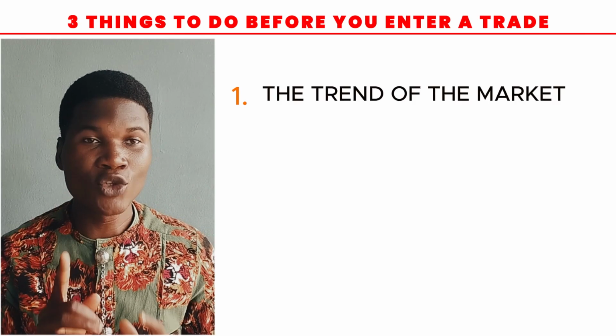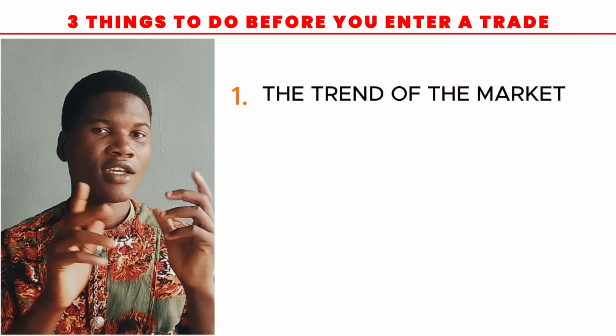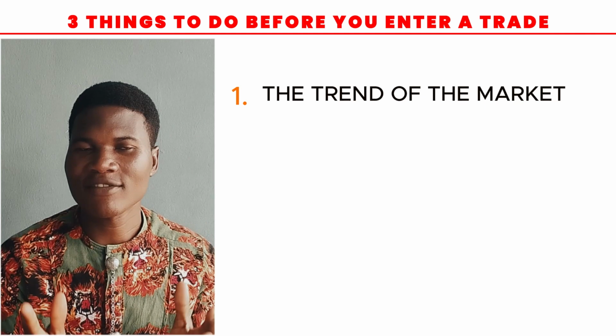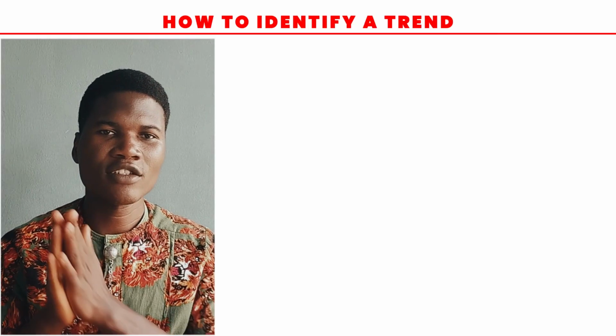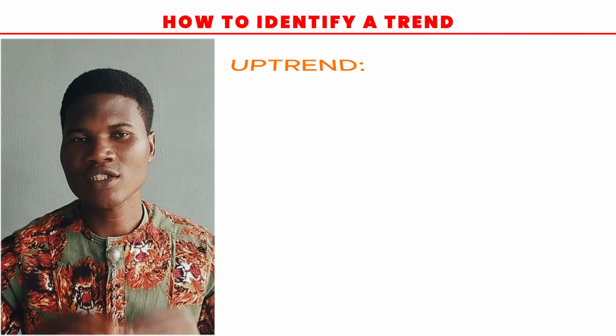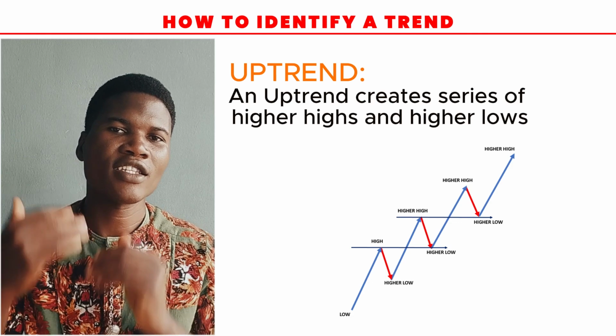you must know the trend of the market. You know what I'm saying? Maybe you think you don't, but all right, let's examine this. If you see a chart, how do you know the market is going up or the market is going down? I've said severally in this place that an uptrend creates a structure of higher highs and higher lows.